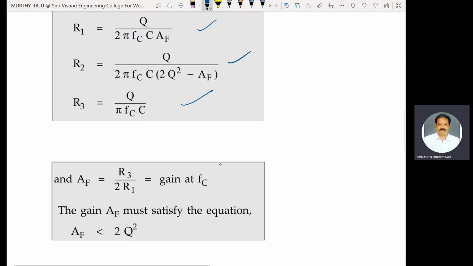AF is the gain at the center frequency. Gain at FC is equal to AF, which is equal to R3 by 2R1. The gain AF must satisfy the equation AF less than 2Q square. Otherwise, resistance R2 is negative. AF less than 2Q square.